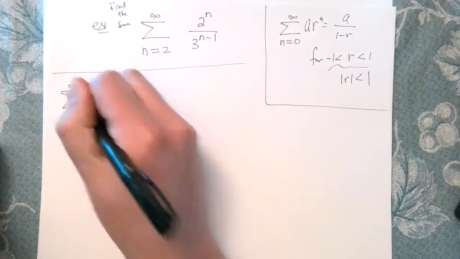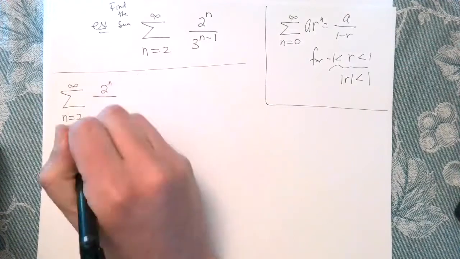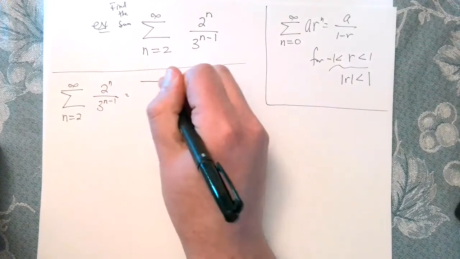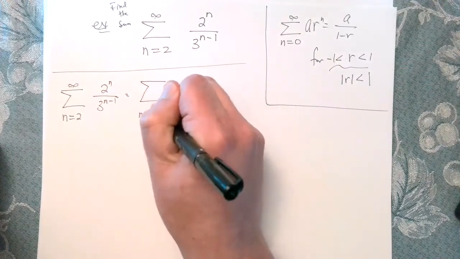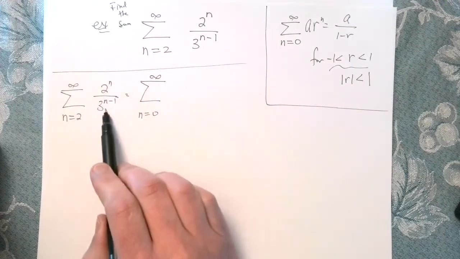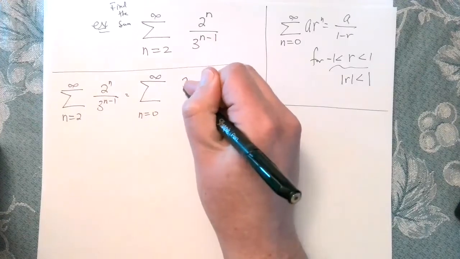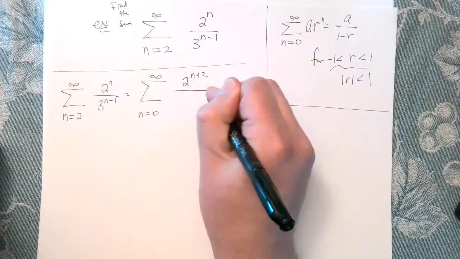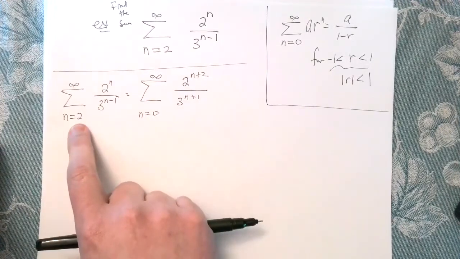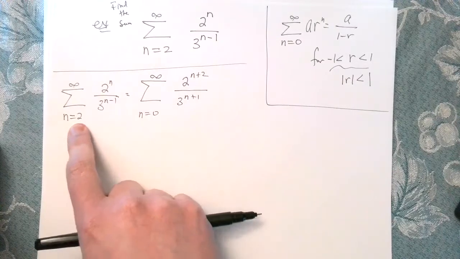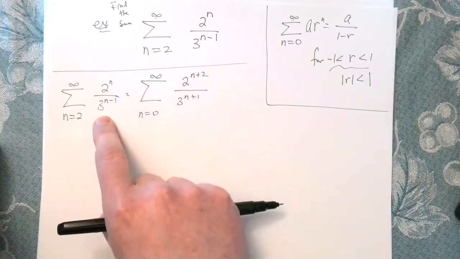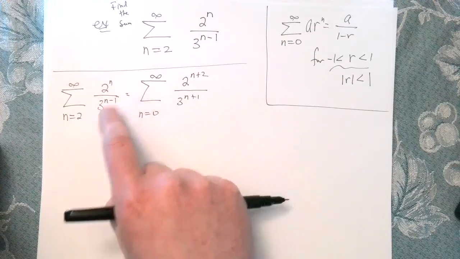So here's our starting series. And the first thing we want to do is adjust the index. Let's write this starting at index 0, so we fit the form. And remember, if this goes down by 2, both of these n's need to increase by 2. So this will be 2 to the n plus 2, and this will be 3 to the n plus 1. And we can, of course, check. If I plug in 2 here, so let's look at our first term, this will give me 4 over 3.